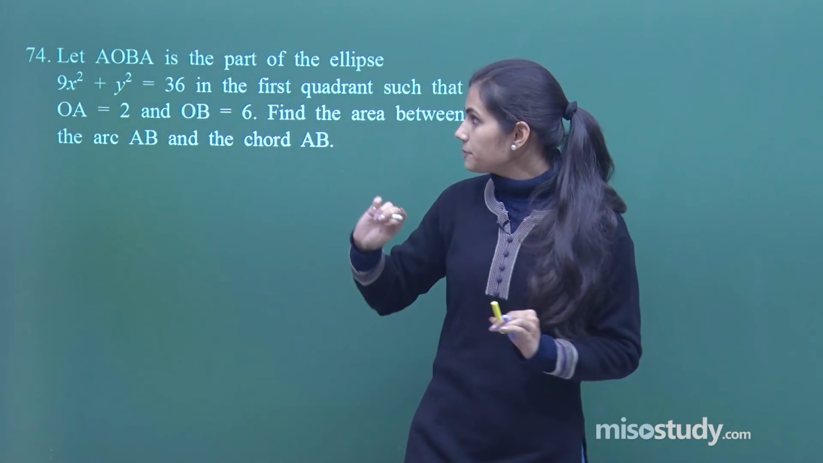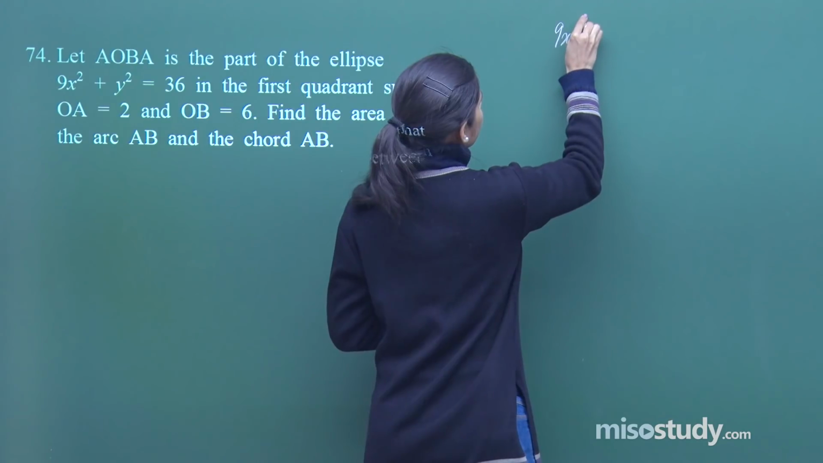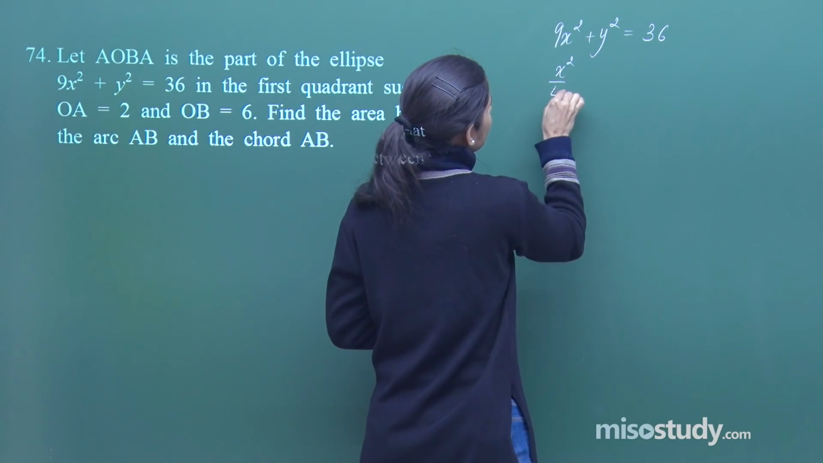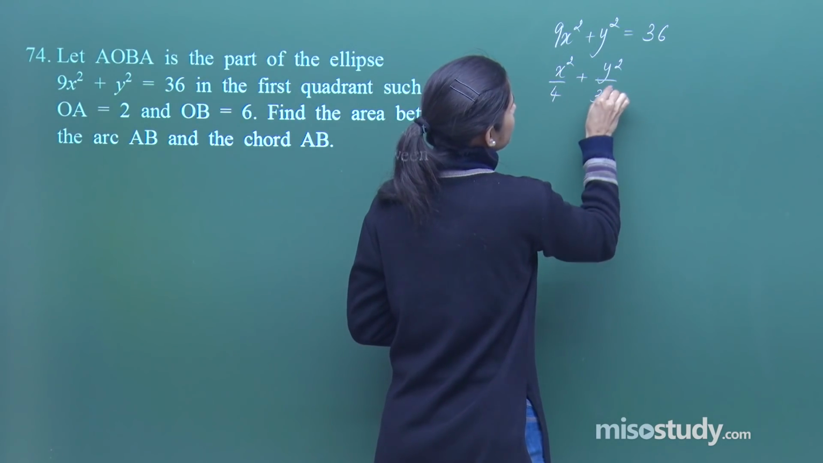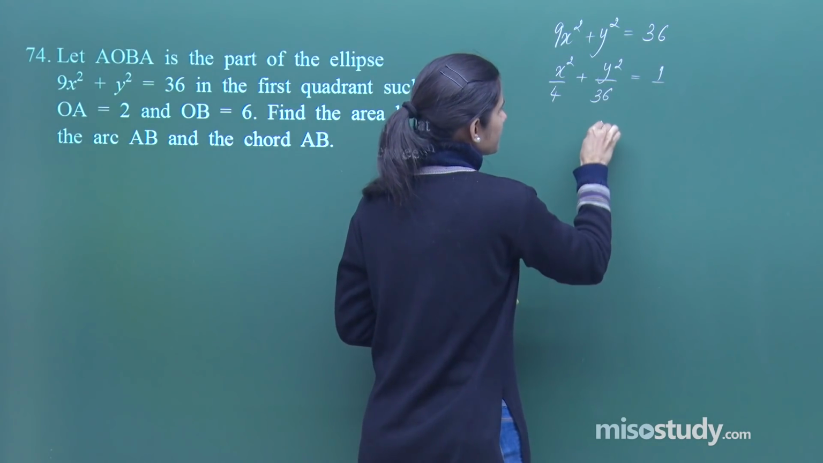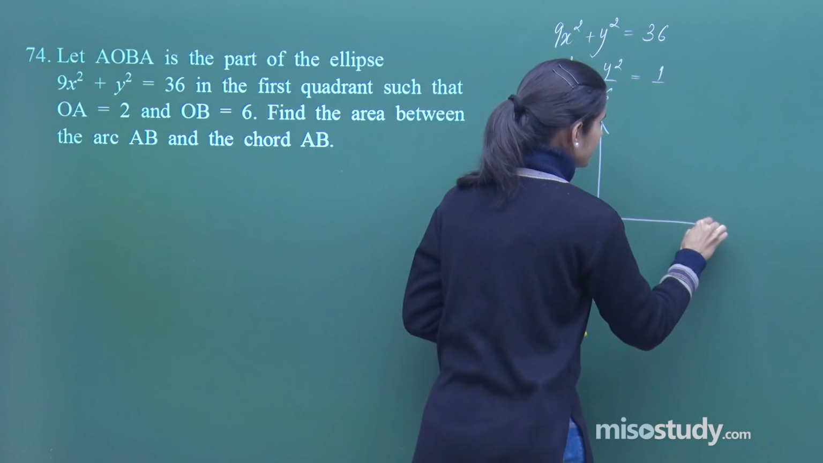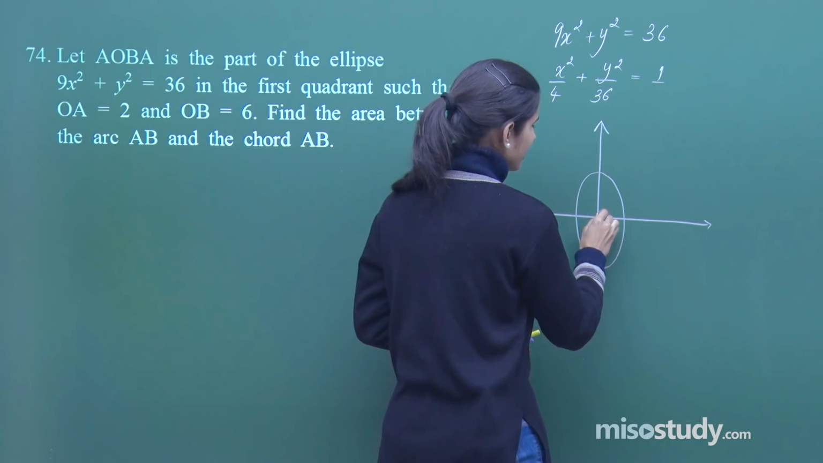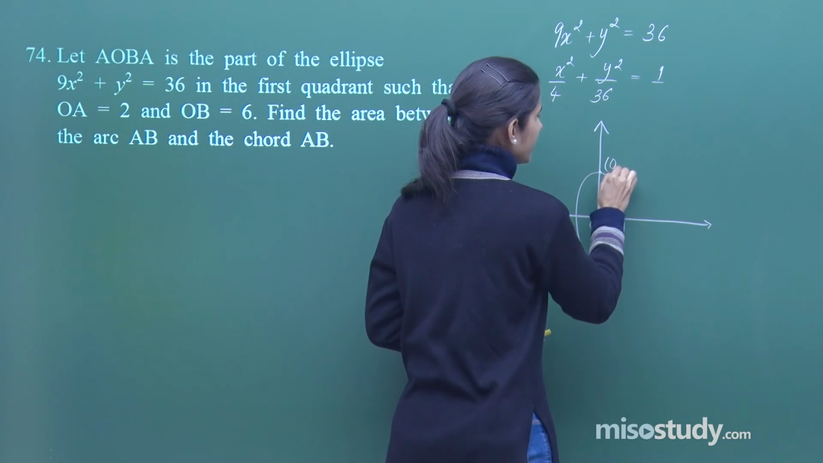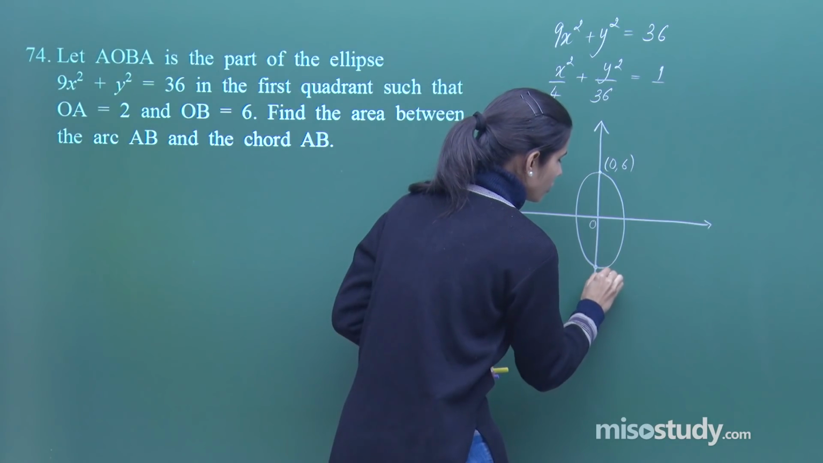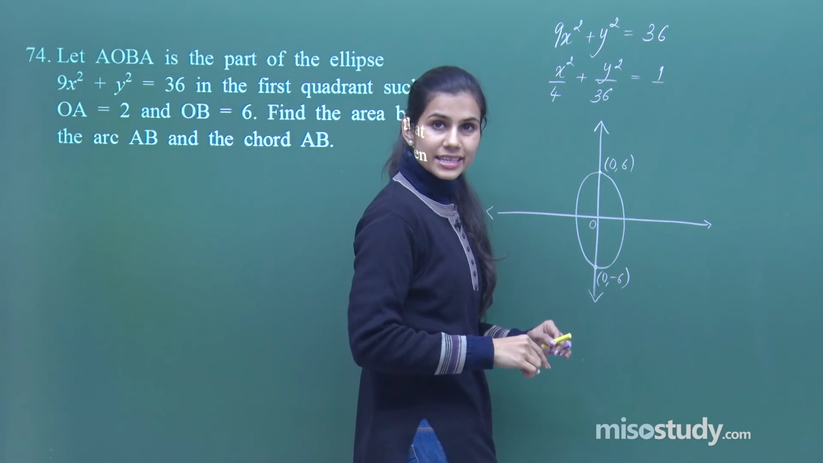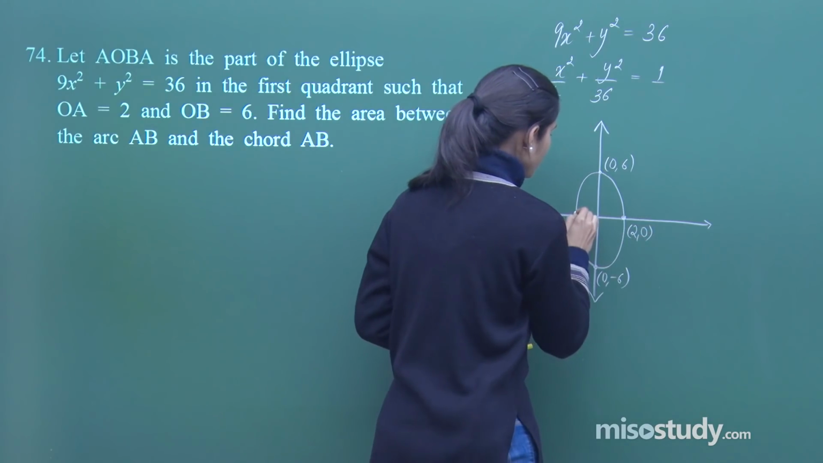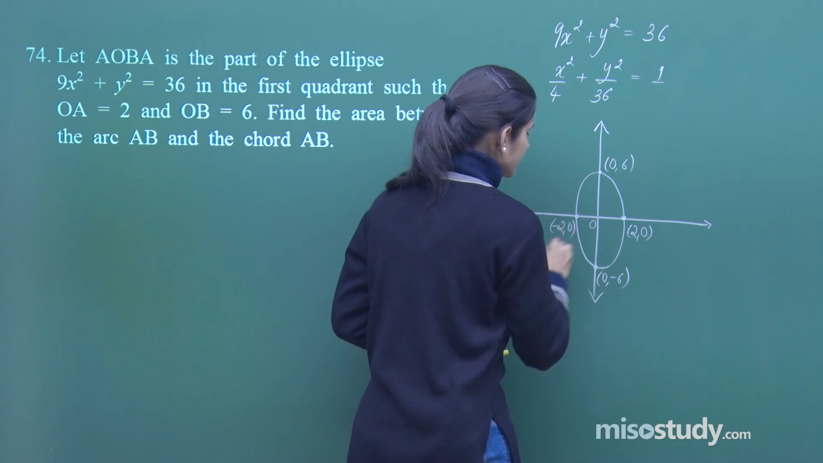So if you talk about the ellipse, 9x square plus y square equals 36. Divide both sides by 36, you get x square by 4 plus y square by 36 equals 1. So what is this ellipse? It's very simple to identify. It is an ellipse something like this. This is O. This coordinate would be 0, 6. This is 0, minus 6, because you have y square upon 6 square. This is x square upon 4 square. So along the x-axis, this will be 2, 0. This will be minus 2, 0.